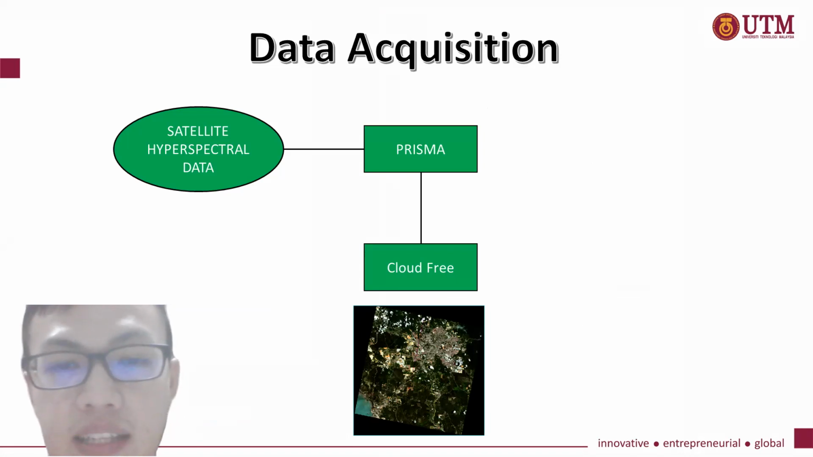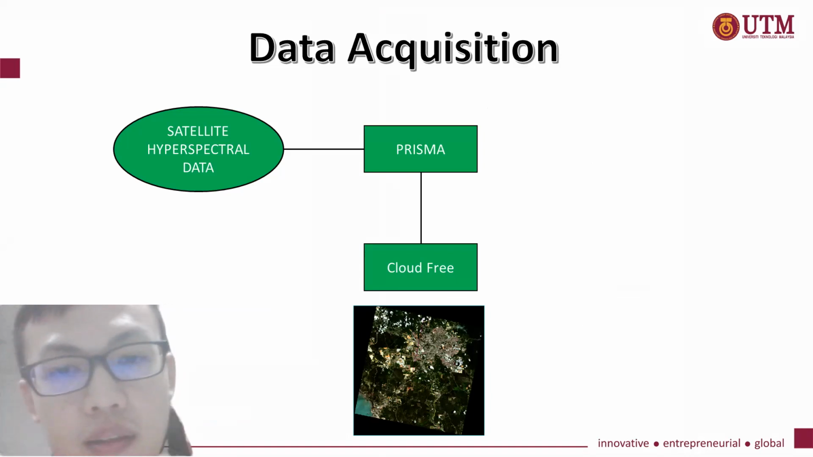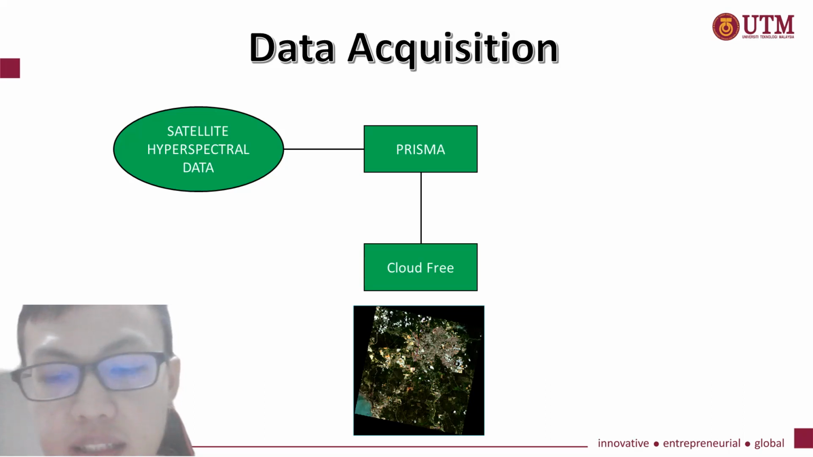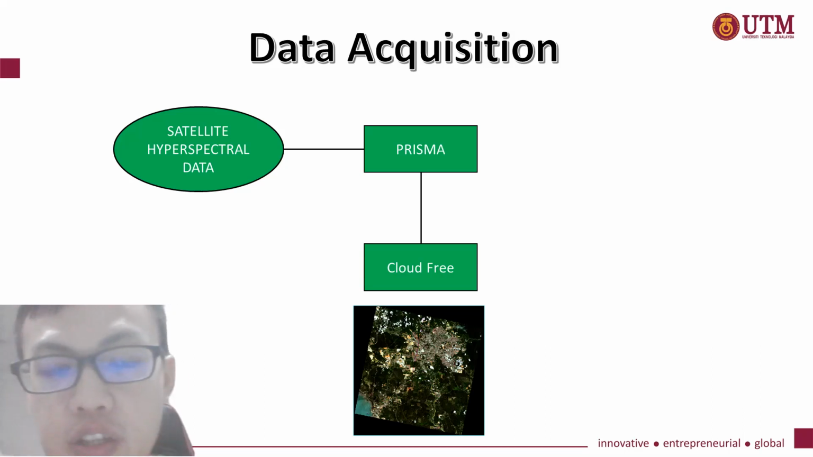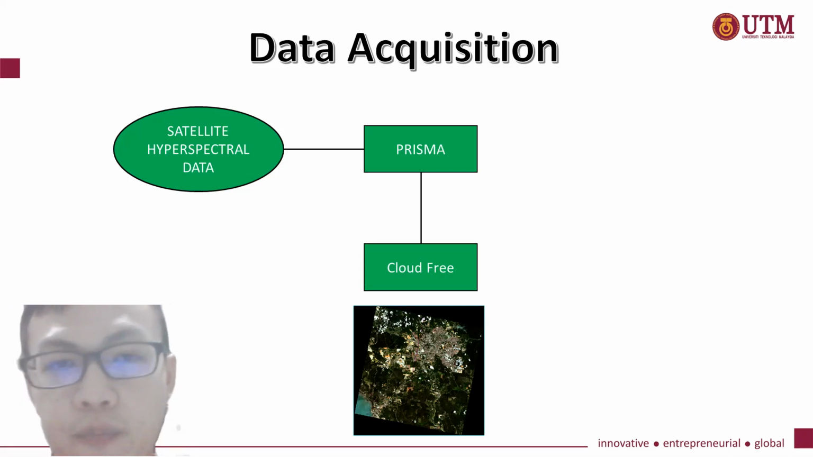And we can clearly view that it has residential, water body, open space, agriculture, and infrastructure. So based on this image, I can use it to do the classification and so on.